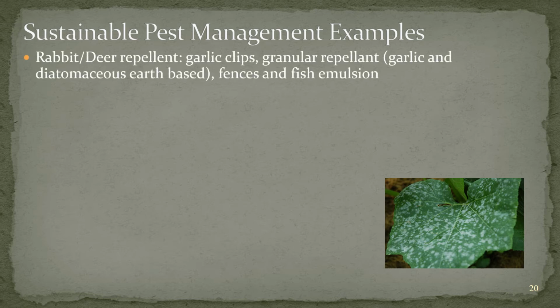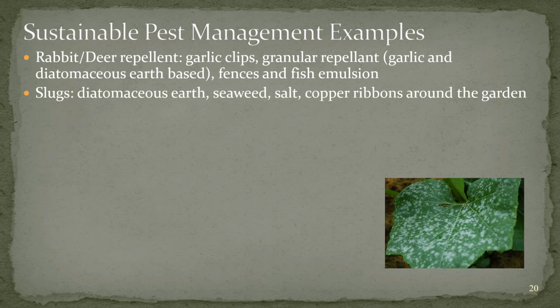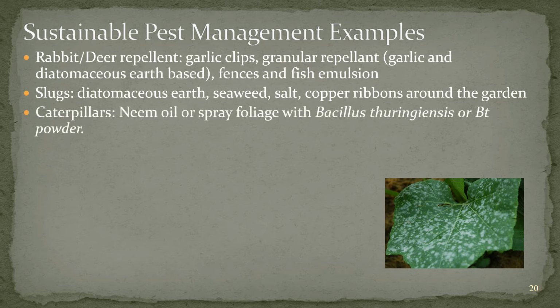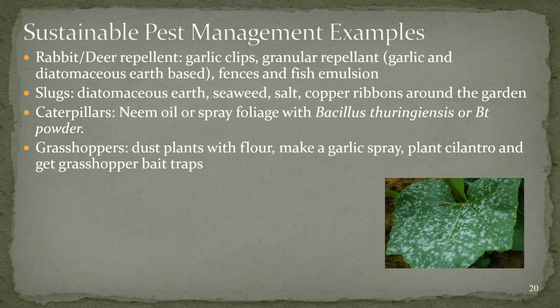Some more sustainable pest management examples for rabbit and deer pellet include garlic clips and granular repellents, garlic and diatomaceous earth-based products, fences, and fish emulsion. Slugs are easily deterred with diatomaceous earth, seaweed, salt, and copper ribbons around the garden. Caterpillars are easily deterred using neem oil or by spraying foliage with Bacillus thuringiensis, or BT powder.